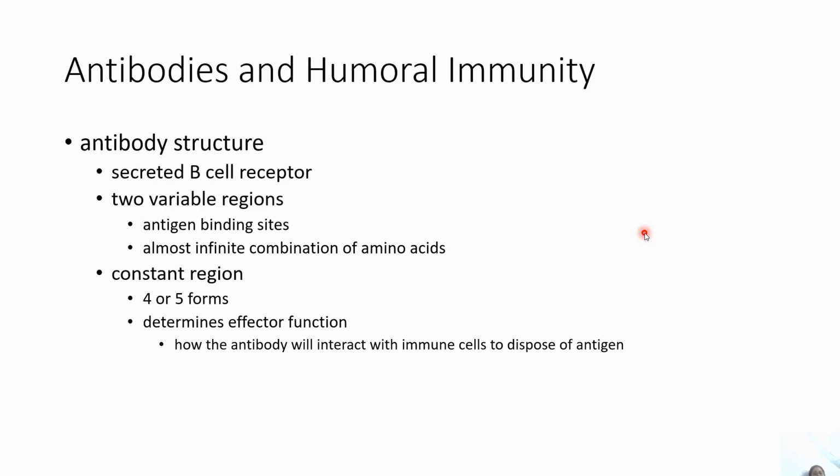Now, if we talk about antibodies and humoral immunity, we know about antibody structures. An antibody is a secreted B cell receptor. Two variable regions are there, the antigen binding sites, with an almost infinite combination of amino acids. There is a constant region, with 4 to 5 forms, which determines effector function, how the antibody will interact with immune cells to dispose of the antigen.